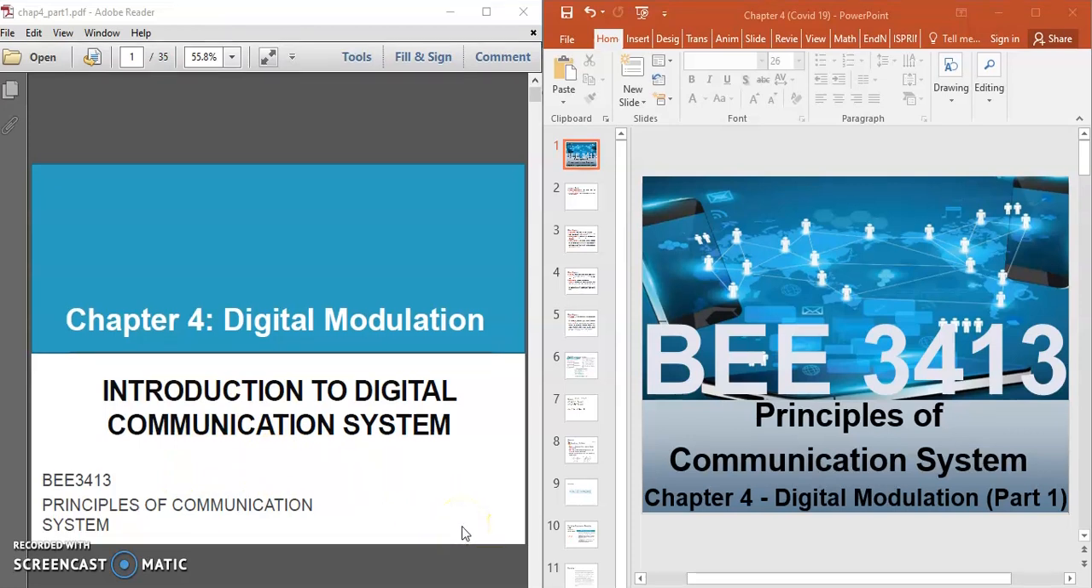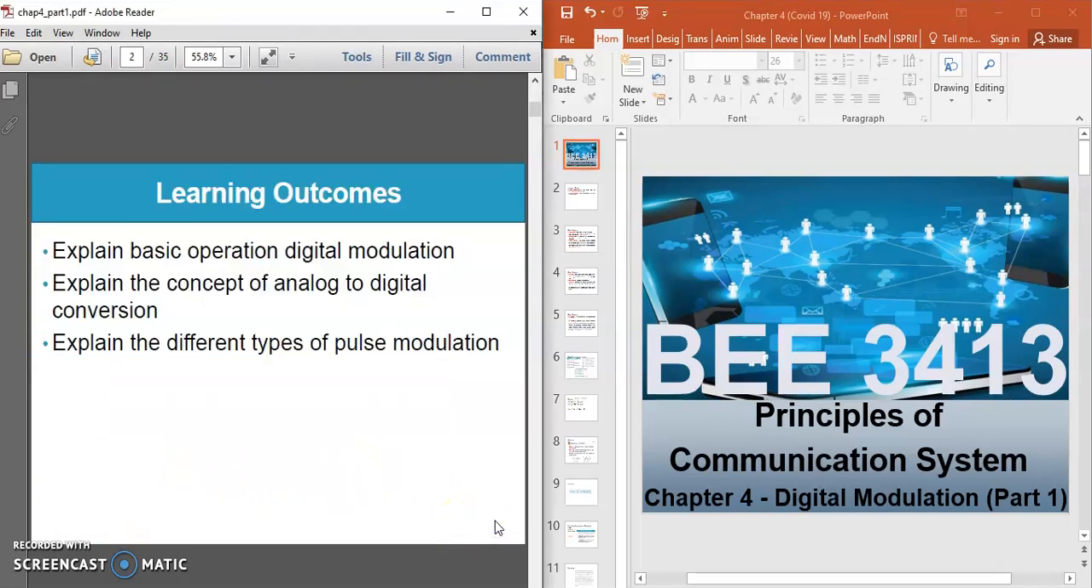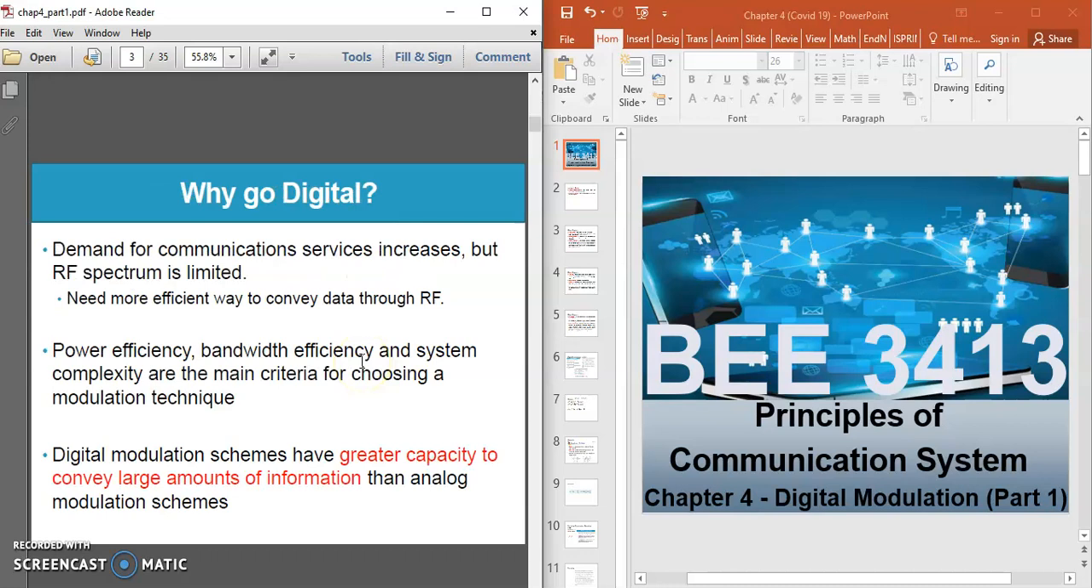Okay. Now we go to the learning outcomes: explain basic operation of digital modulation, explain the concept, and explain the different types of pulse modulation. Okay, now why do we go digital? Because demand for communication services increases. But the radio frequency spectrum is limited. Power efficiency, bandwidth efficiency, and system complexity are the main criteria for using a modulation technique.